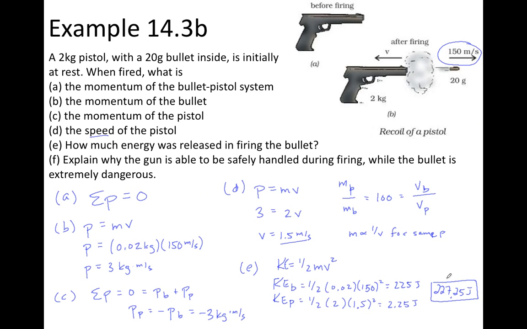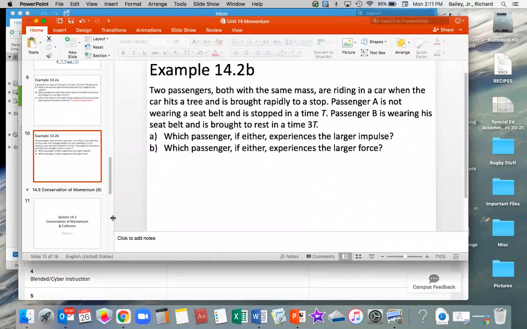Well, part F asks why we are able to safely handle the gun when it's fired. After all, somebody's holding the gun, while the bullet is really dangerous. Well, it comes down to energy. They had the same momentum, but they have very different energies. Same momentum, but the bullet carries an energy that is 100 times greater than the pistol. So it's the energy that makes the bullet dangerous, but the pistol not so dangerous.